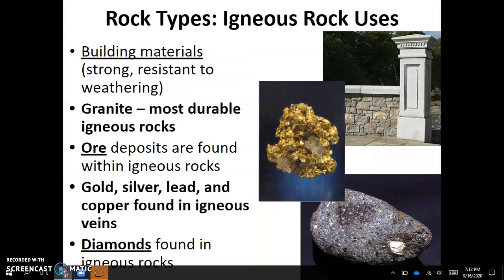So some uses for igneous rock: we can use them as building materials. They're strong, they're resistant to weathering. Granite is one of the most durable igneous rocks. That's why we use it as countertops a lot. Ore deposits can be found within igneous rocks, things like gold, silver, lead, and copper, and also diamonds. So if you ever want a diamond, they come from igneous rocks. And who doesn't want a diamond, right?